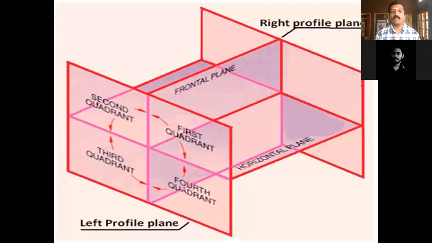I have given the left profile plane as well as the right profile plane, so that you can understand. They are mutually perpendicular to each other. This is the horizontal plane and the vertical plane, they are mutually perpendicular to each other. Even the profile plane is mutually perpendicular to them. So this is called the four quadrant system. I hope all of you understood this.